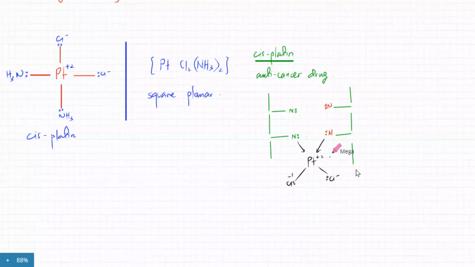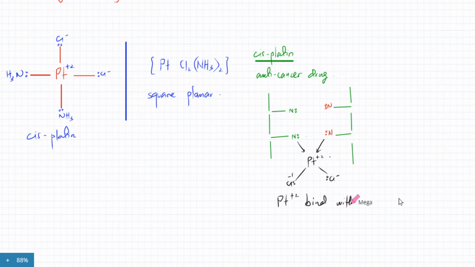And the strand is not going to unzip. So this is what cisplatin does. It goes into the cell, goes into the DNA of the cell, and completely locks the strands together. So platinum ions bind with the nitrogen bases, preventing DNA replication.